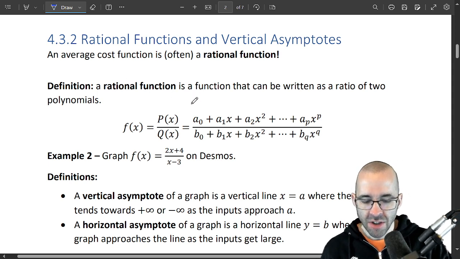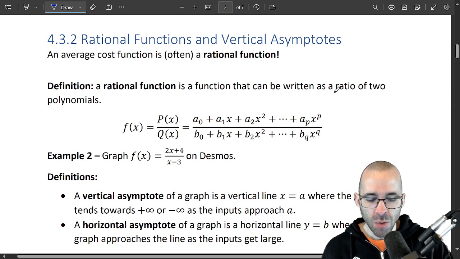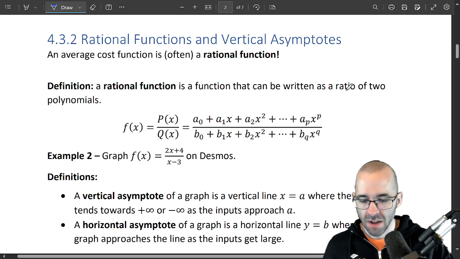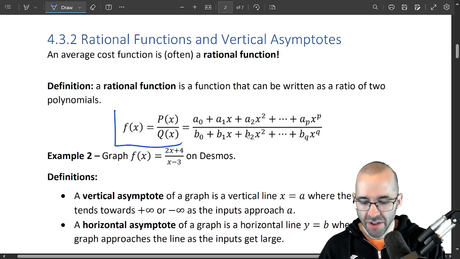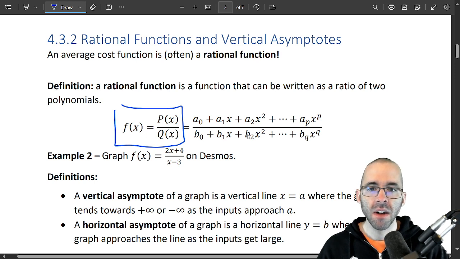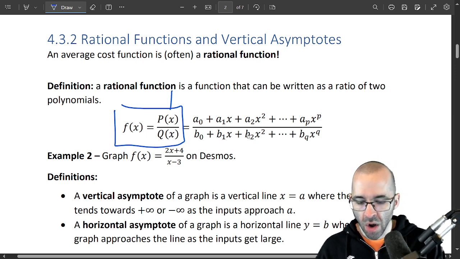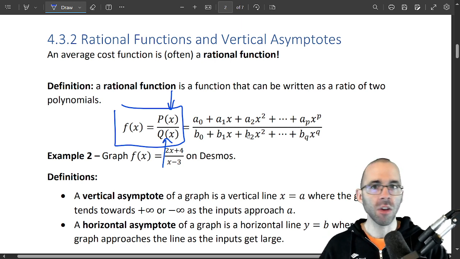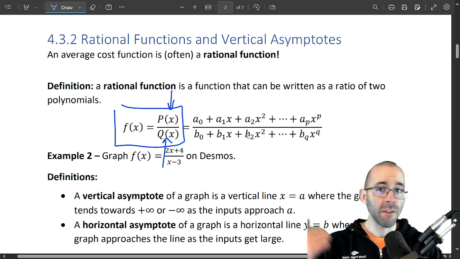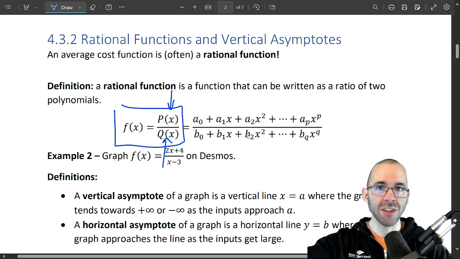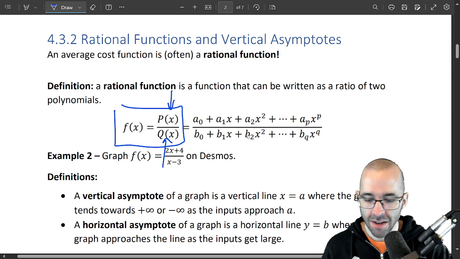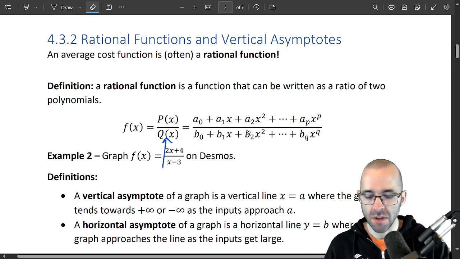So a rational function is a function that can be written as the ratio of two polynomials. So we've got a big mess going on here, but let's just focus on this part right now. The function is just one polynomial divided by another polynomial. That's all a rational function is. We talked about polynomials in 4.2. Well, if you divide them, that's a rational function. That's the only thing we're doing, dividing polynomials.